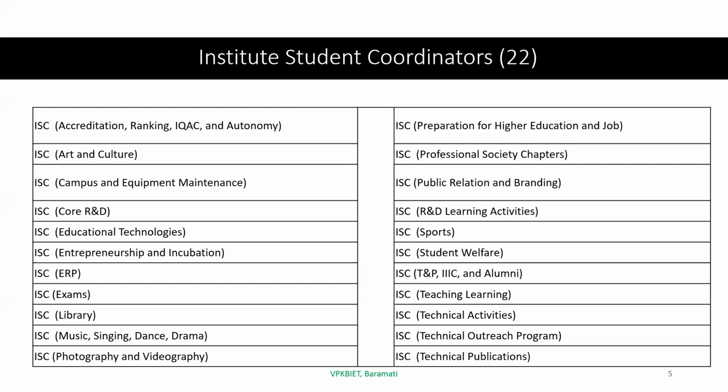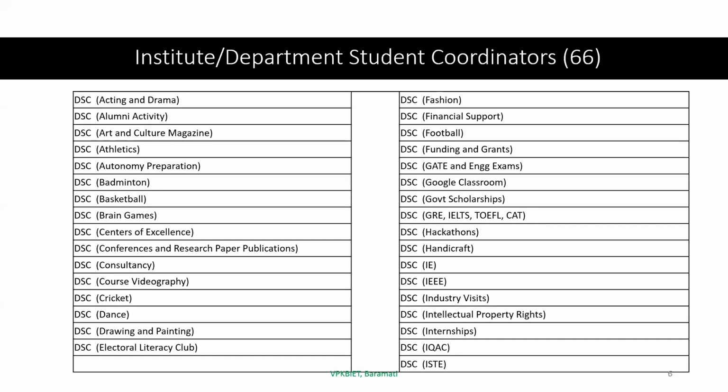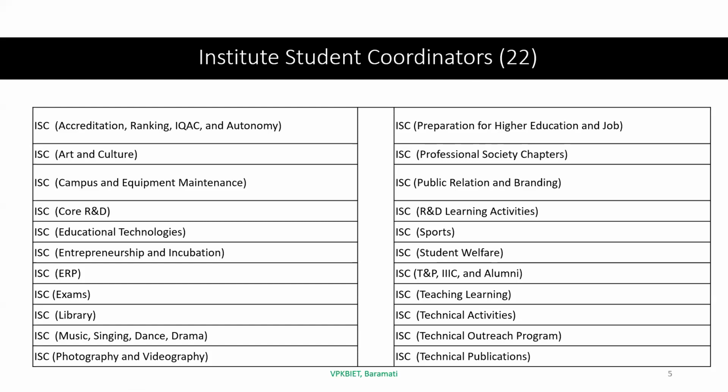And similarly, now we have four levels of student ministries. One level will be the institute level, which we see in front of us. We have another full sheet which we can show you later on. Then we have institute or departmental student coordinators. Sir, I think here we had earlier 22. That is actually institute student coordinators only, 22.